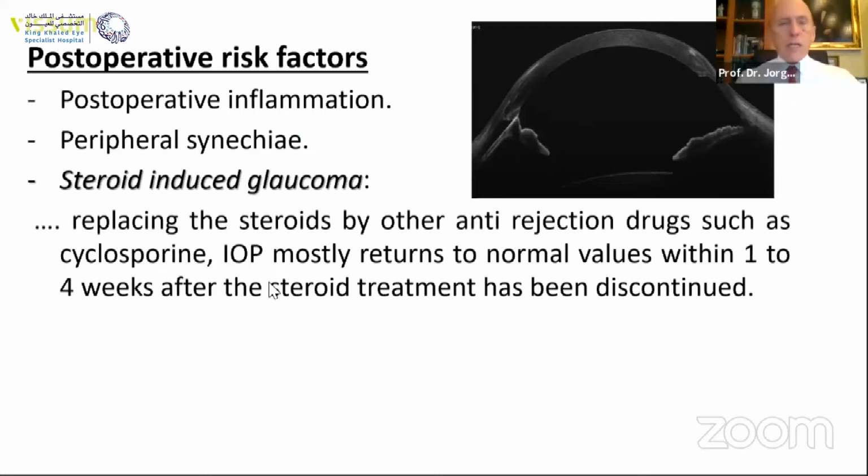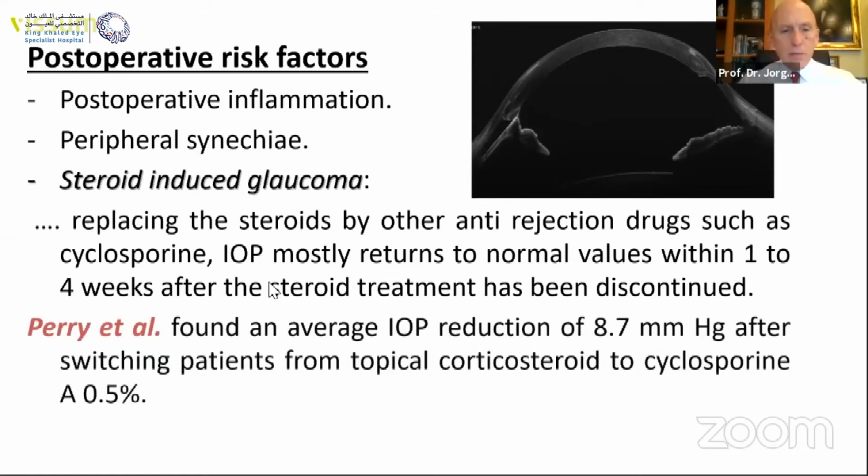calcineurin inhibitors like cyclosporine or tacrolimus. You usually make the intraocular pressure return to normal levels after 4 weeks in which the corticosteroid has been discontinued. So it is wise to use steroid at the beginning, associated with these calcineurin inhibitors, and then to cancel the steroids after 1 month in cases that you have ocular hypertension, or to leave them but at a lower dose if you don't have this problem.